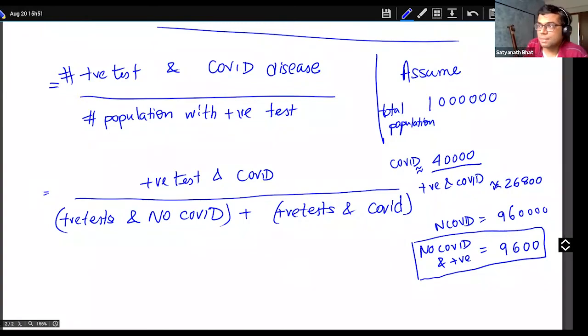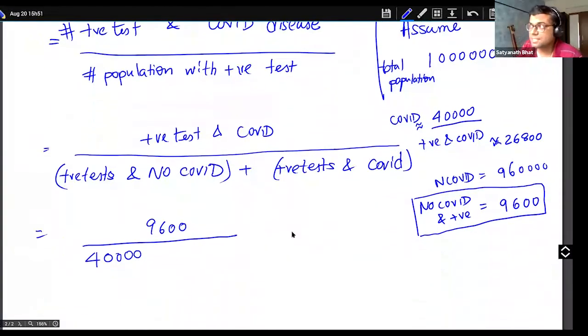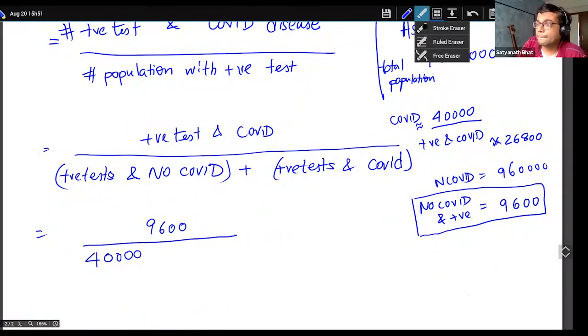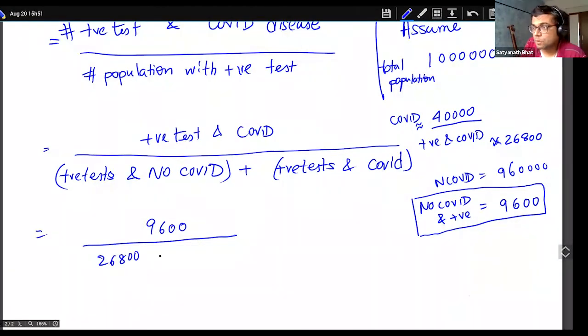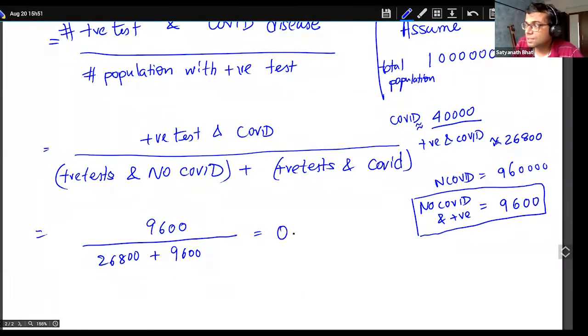Okay, so now if you put these numbers back, you will have 9600 here divided by 40,000. Sorry, what was that number? 26,800. Plus 9600, right? So this number, if we compute, let me see what that gives. Can someone compute this and tell, or maybe I will do it. 9600 plus 26800. So this number is 0.26.